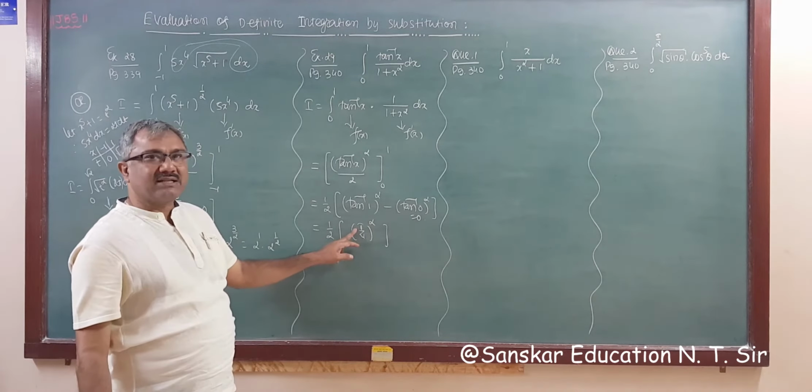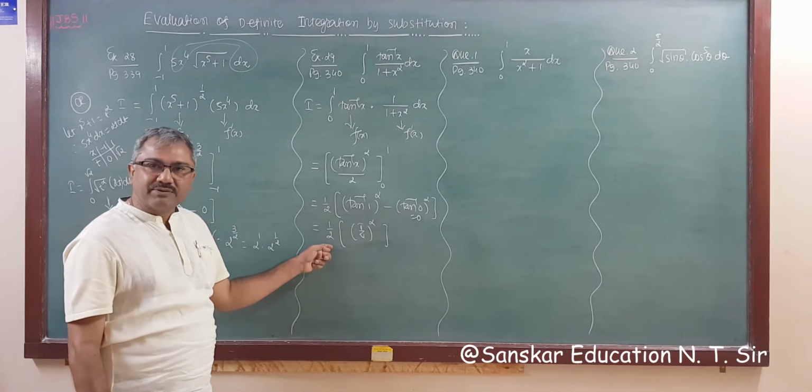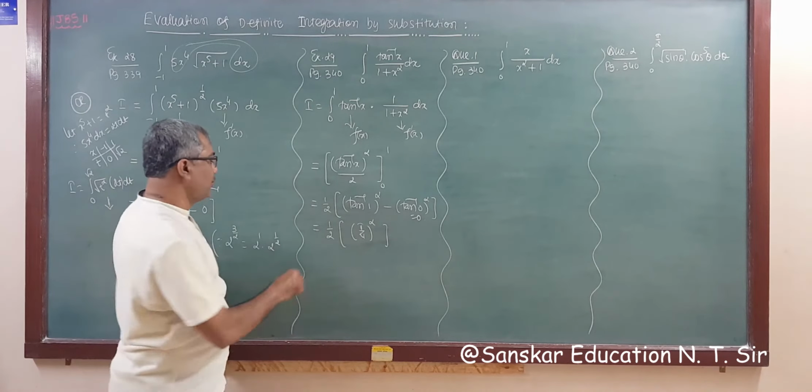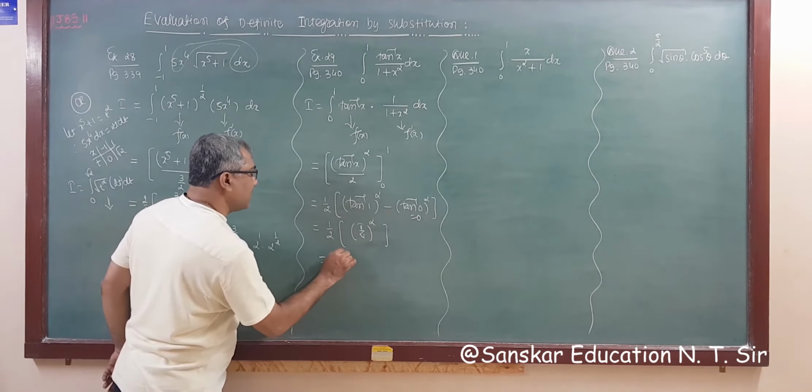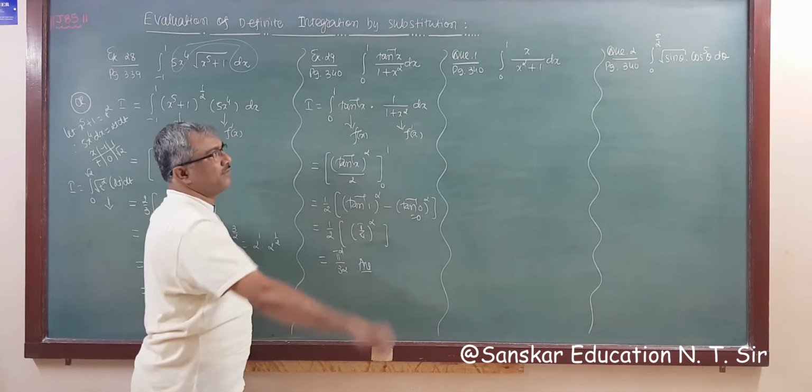So what is the answer? Pi square by 16 into 2, that is, your answer will be pi square by 32. So your answer will be pi square by 32. So your answer is this.